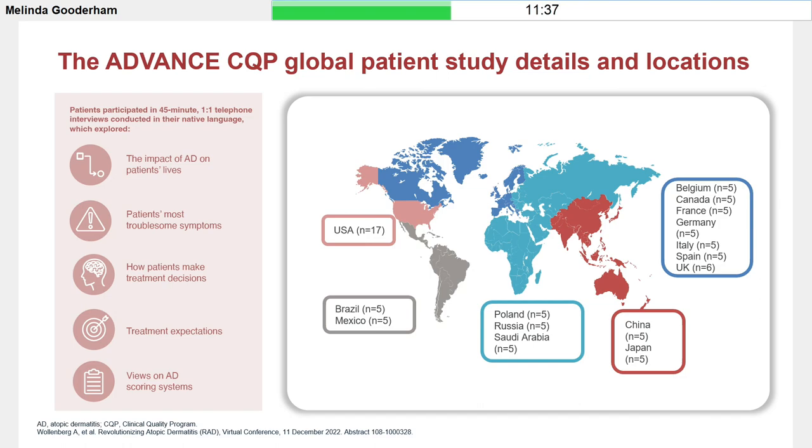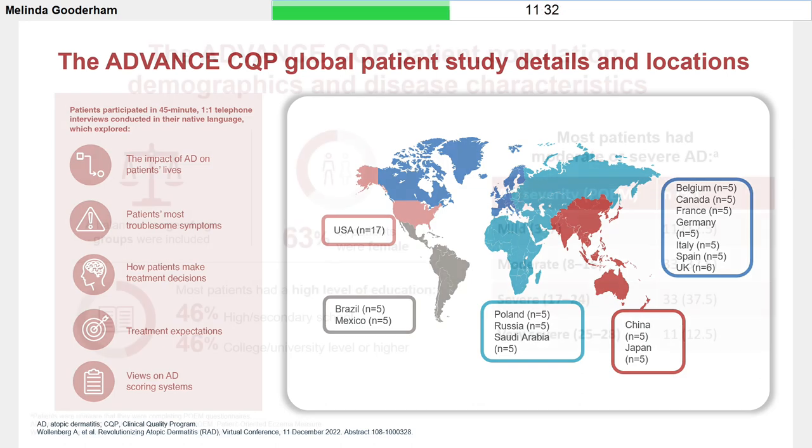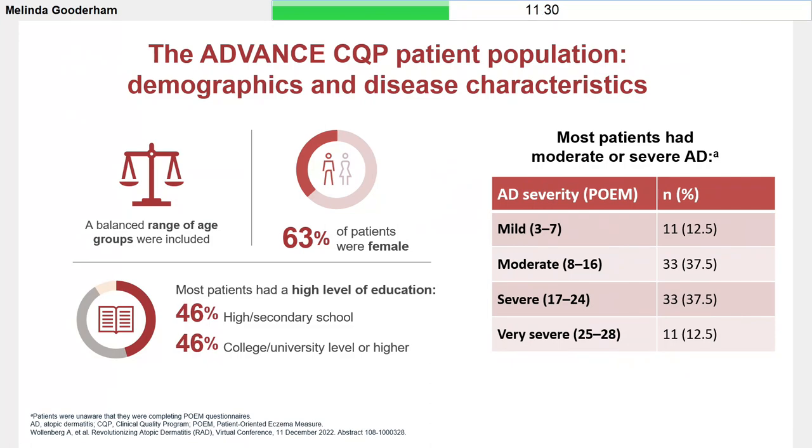There were some subtle differences in some of the wording that they used, but overall, things were quite similar across the globe. So this is just a sneak peek into some of the things that we learned, before you can read the full publication yourself soon. Among the 88 patients that were included, there was a nice balanced age range. 63% of them were female. Most patients had a high level of education.